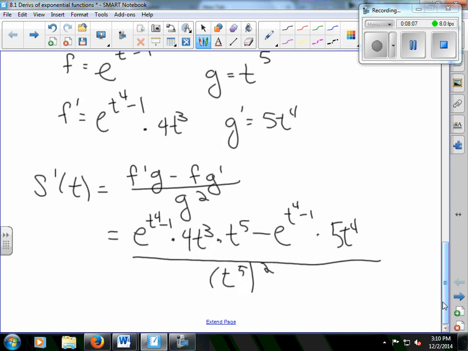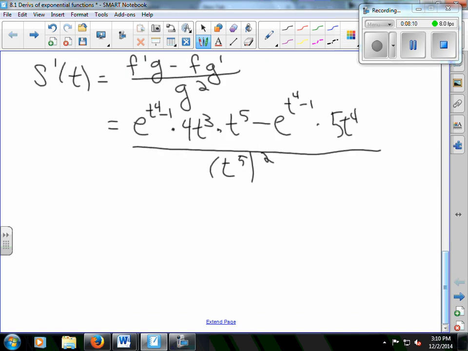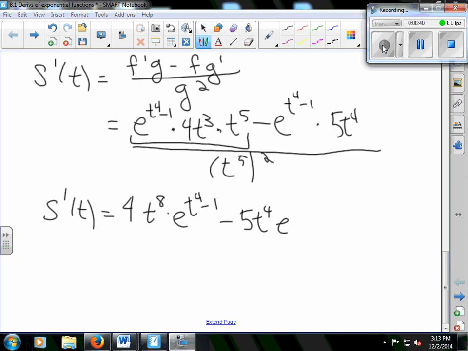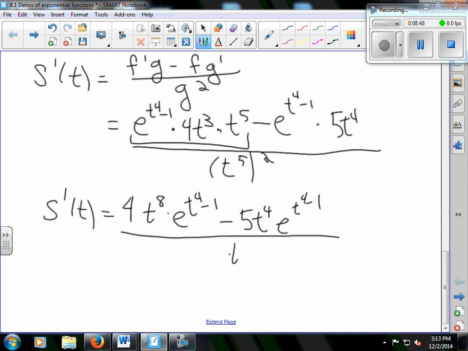And I'm going to just clean this up a little bit. Multiply together some like terms. In this first part, I have 4t to the 3rd times t to the 5th is t to the 8th, collecting t's there. And then e to the t to the 4th minus 1 minus 5t to the 4th e to the t to the 4th minus 1 over, and now when you have t to the 5th squared, that's t to the 10th.